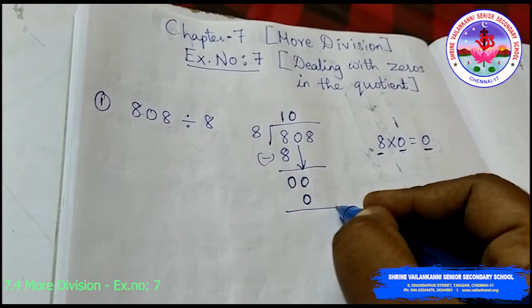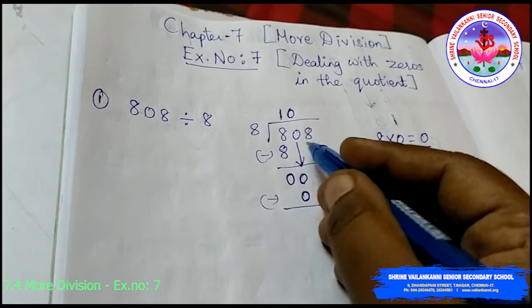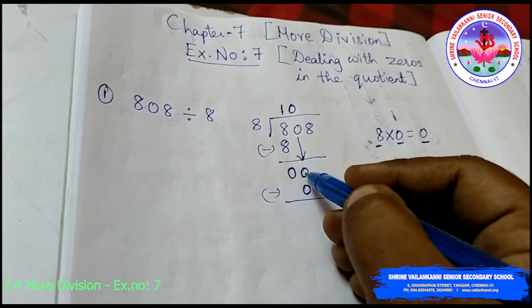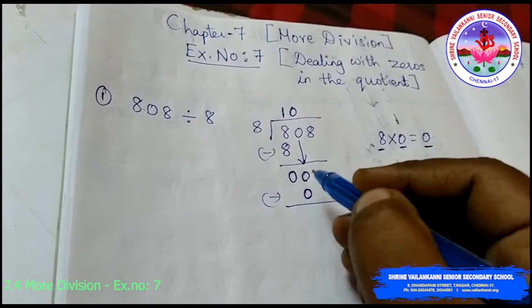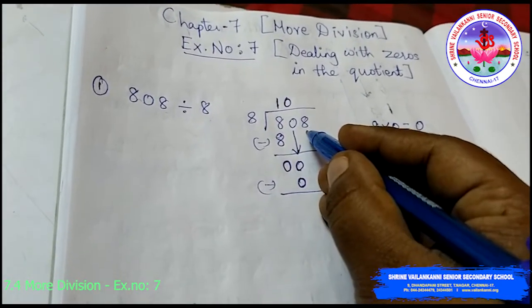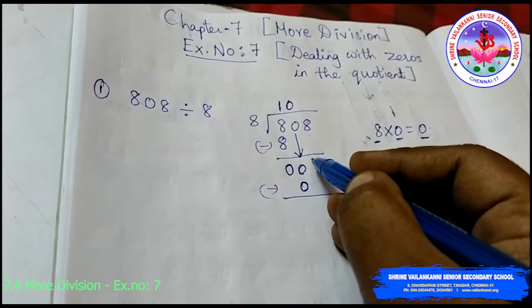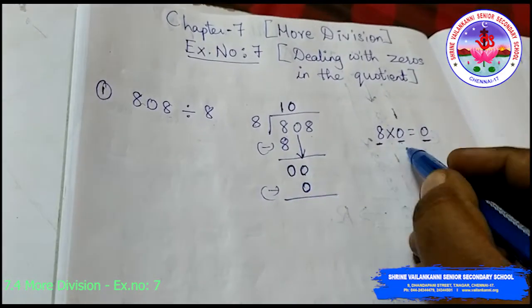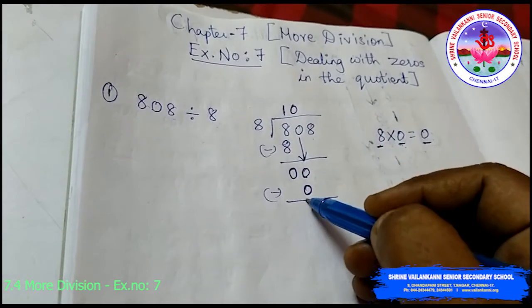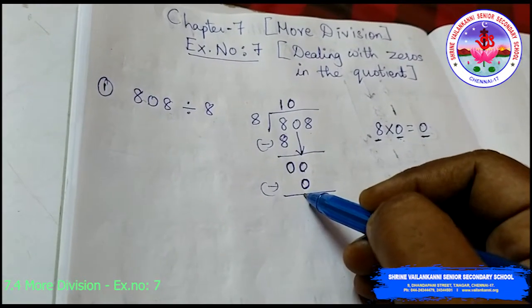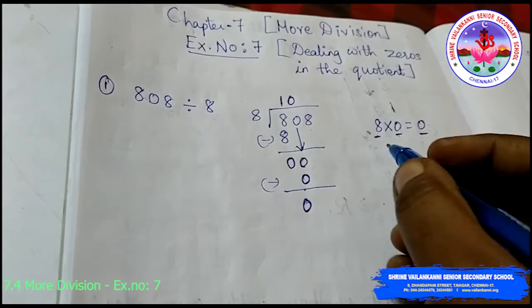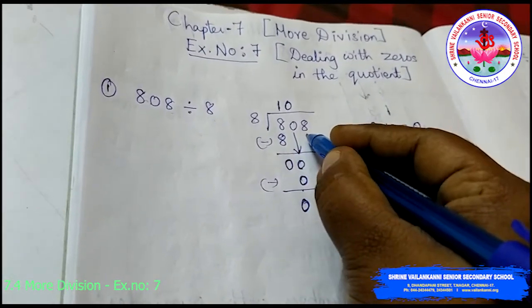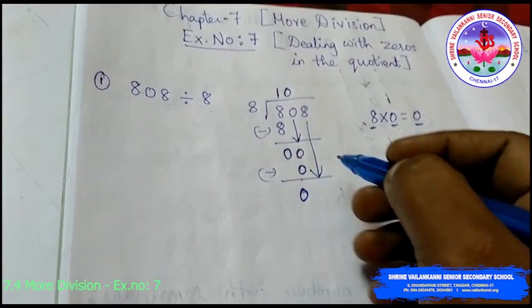Why am I doing this? Once I bring one number down to divide, I should divide. Without doing division, I cannot move to the next number. That is the reason I am using this property and making the division over here. Now 0 minus 0, you will get 0 only. Now bring the next number from the dividend down: 8.